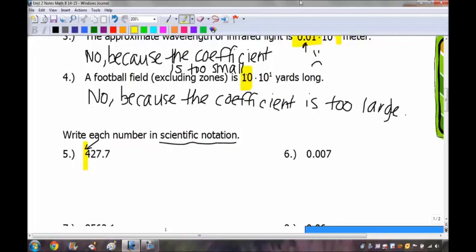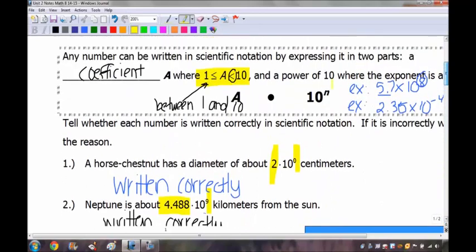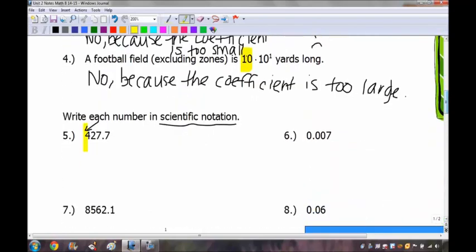If you remember, when we talked about this earlier, this coefficient, this A value, has to be between 1 and 10. It cannot be any less than 1 or any more than 10. So I'm going to move my decimal place so that it is between 1 and 10. So it's going to say 4.277. I'm allowed to move the decimal place as long as I multiply by a number that will give me an answer that's equal to this number right here.